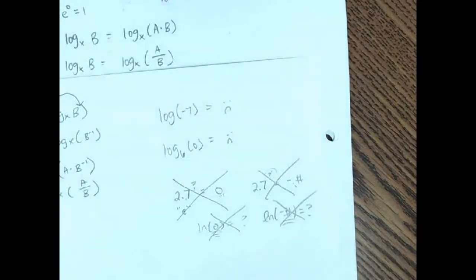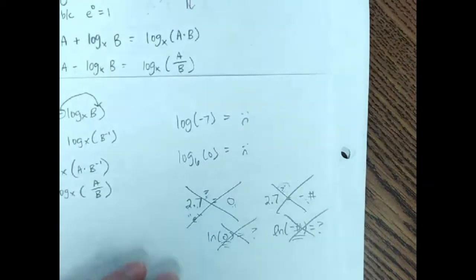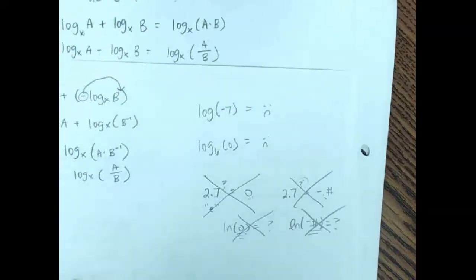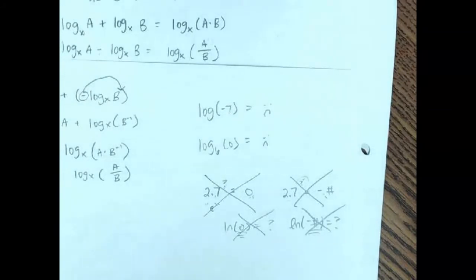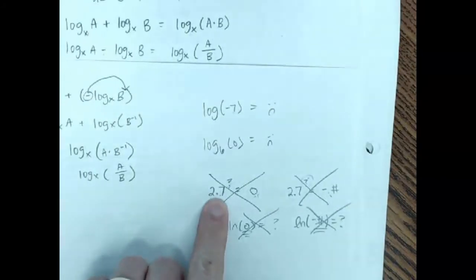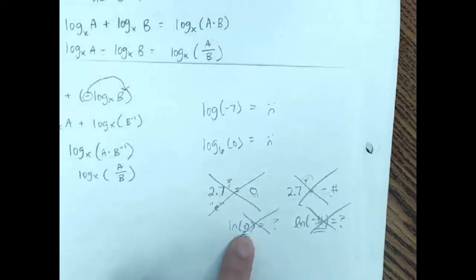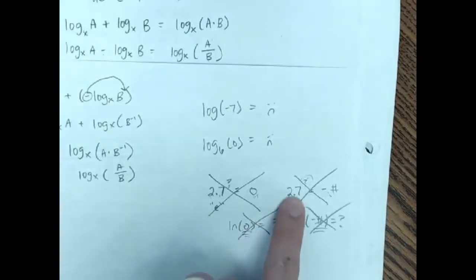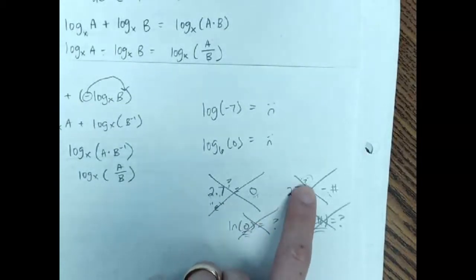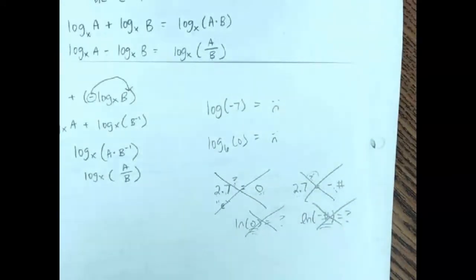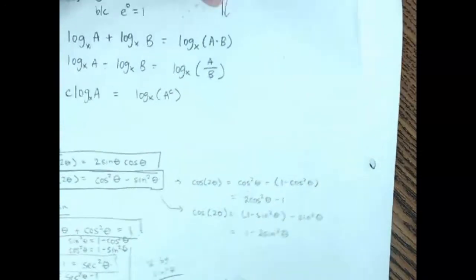So your domain restrictions for your logs, your natural logs, your log base 10s, your log base whatevers: you can have any positive number inside of the log, but you can never have a 0 inside of a log, and you can never have a negative. The whole idea is, because you can't take this positive base, raise it to any power, and get out 0, that's why you can't have the 0 inside. And you also can't take a positive base, raise it to any power, and get out a negative answer, right? It's just not possible. That's why you can't have a negative inside of a log. So that's kind of just a little bit of review.